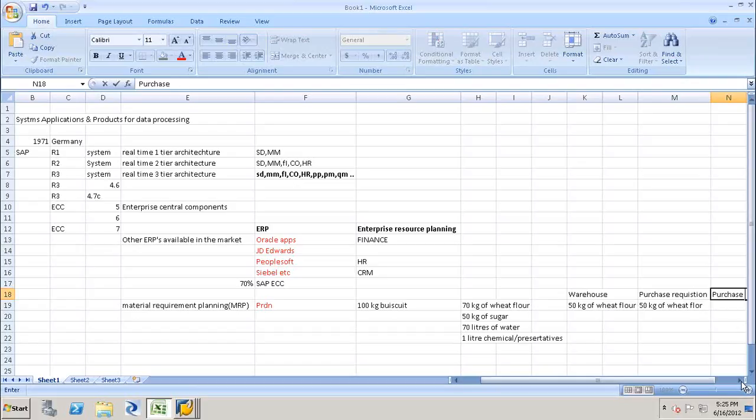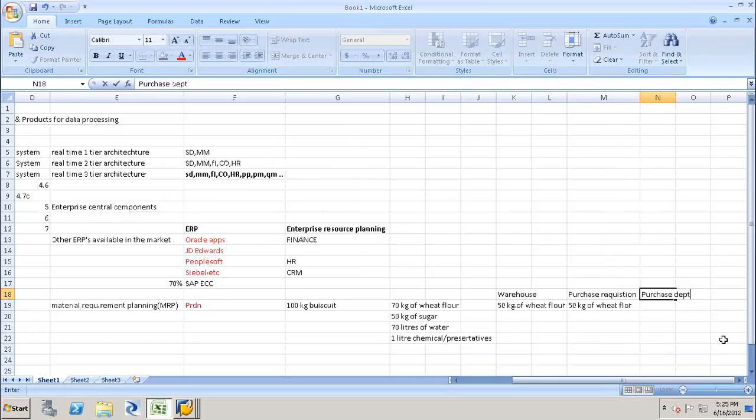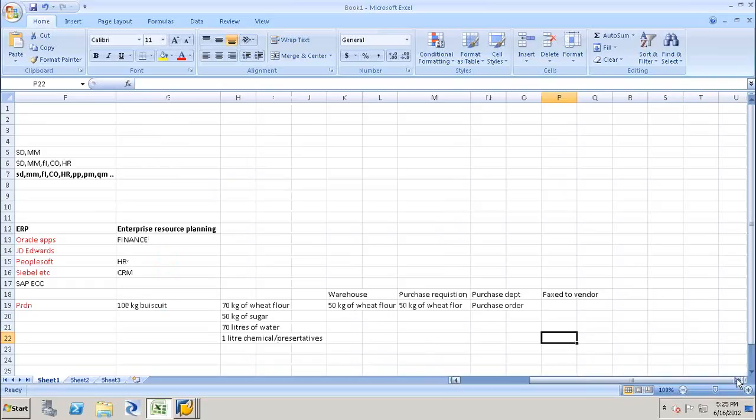So the purchase department person is going to create a purchase order, and it will be faxed to the vendor. So the vendor again delivers the goods, delivery of goods from the vendor, and it will be notified to the production department. So whatever raw material they requested, it is available, right?